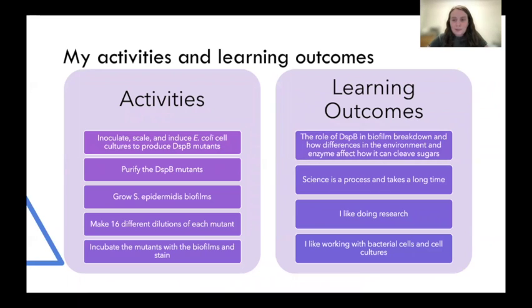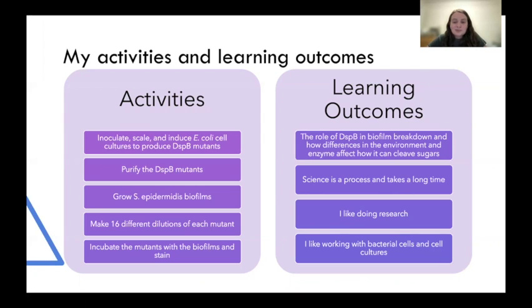For the activities that I did during my practicum, I did a lot of typical biochemistry lab work, like dealing with cell cultures, purifying proteins, running DNA and protein gels, and obviously I did a lot of these biofilm assays. My particular learning outcomes: I obviously learned a lot about dispersin B, the protein.